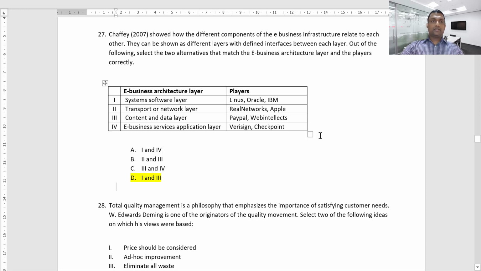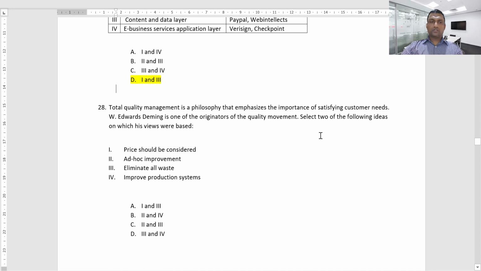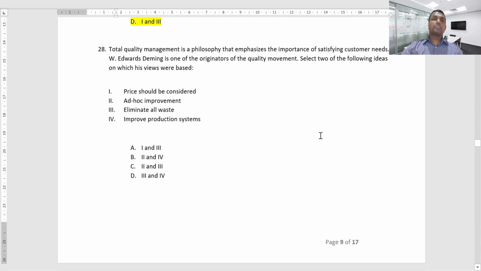Right. Let's move on to question number 28. Total quality management is a philosophy that emphasizes the importance of satisfying customer needs. Edward Deming is one of the originators of quality management movement. Select two of the following ideas on which his views were based. So these are the four ideas given as answer points. Let's look at how it is discussed in the book.